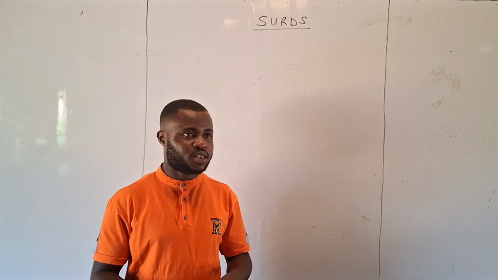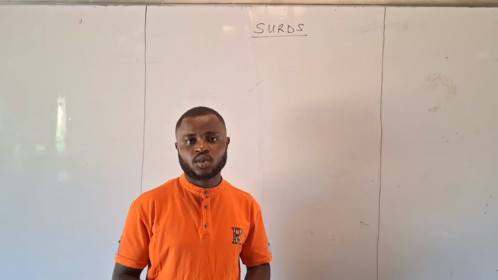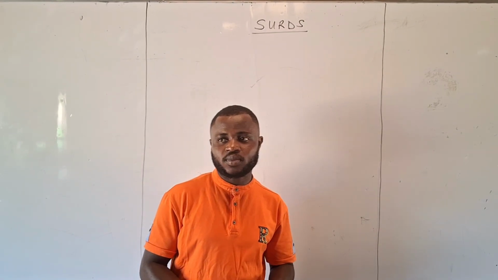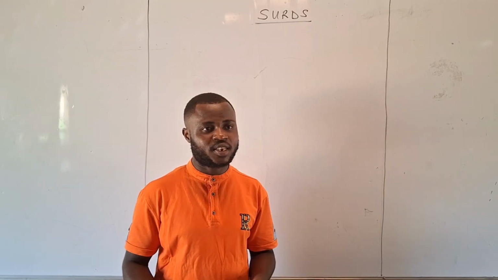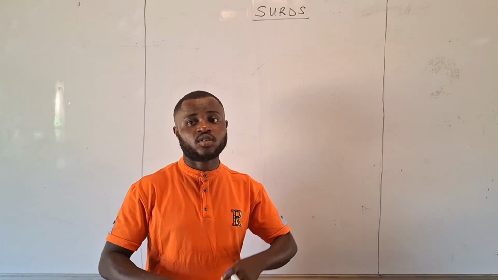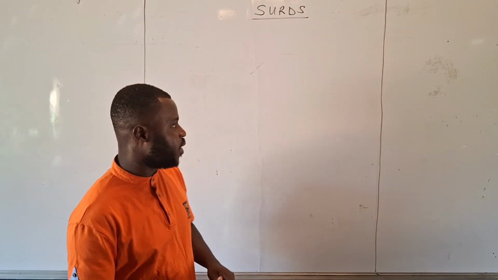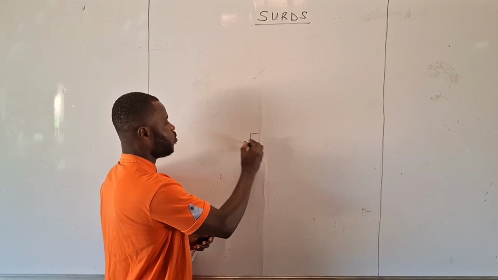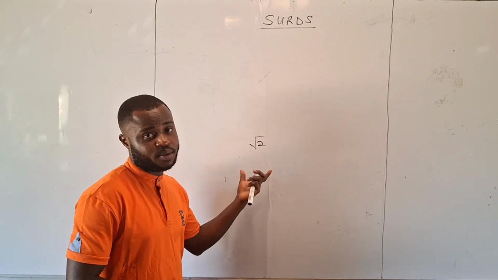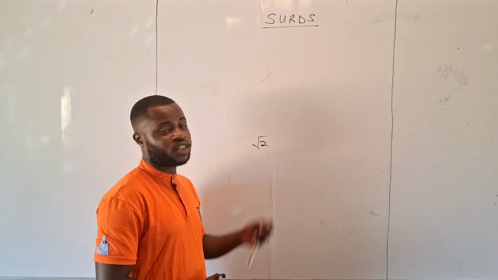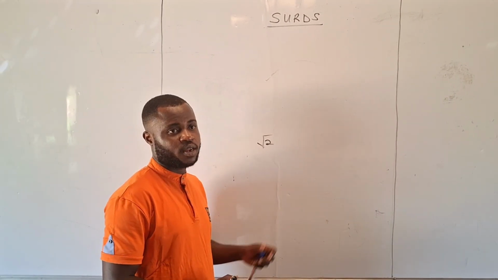Now, a surd is just a positive real number that is written in root form, whose value cannot be easily determined. That is a surd. Any number in the root whose value cannot easily be determined. Now, what do I mean by that? When you see root 2, the value cannot easily be determined because this is not a perfect square number.